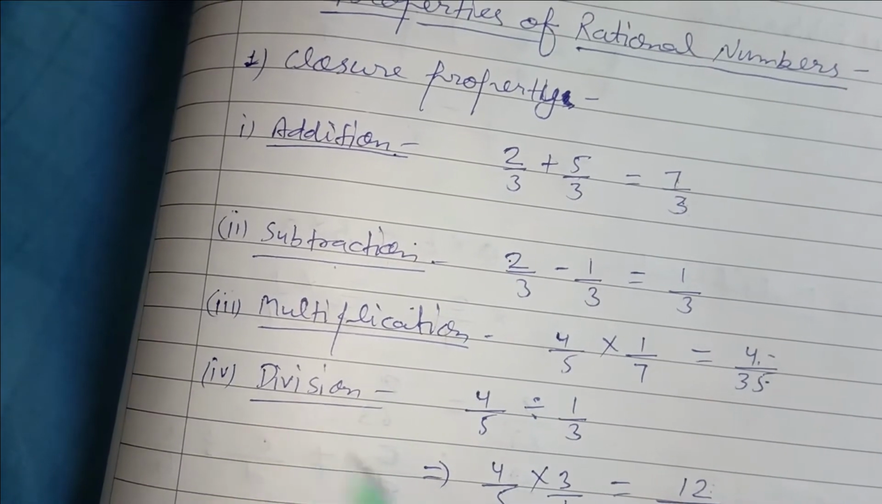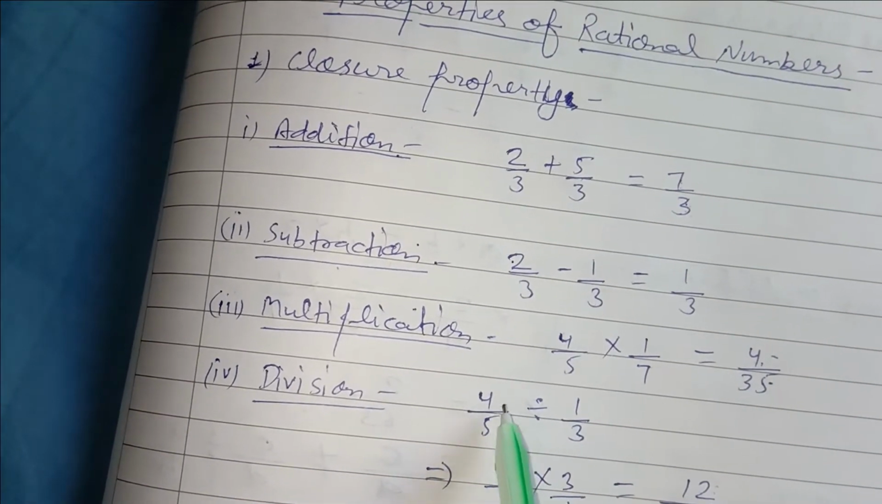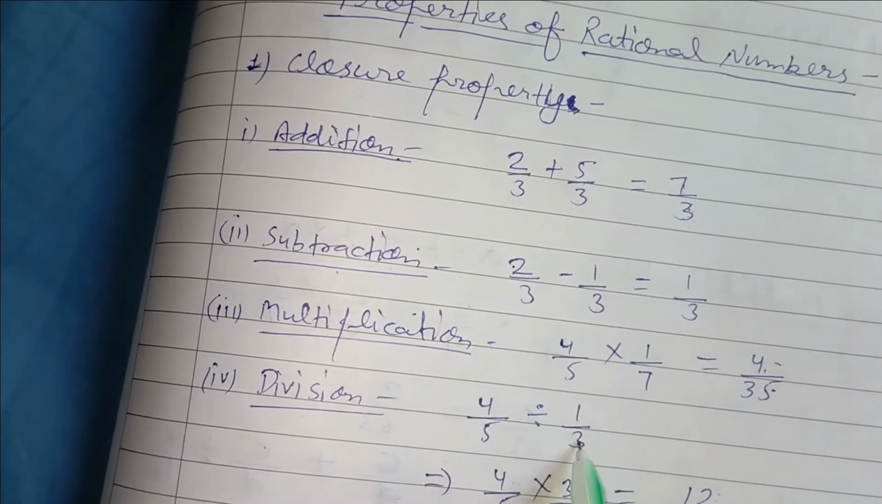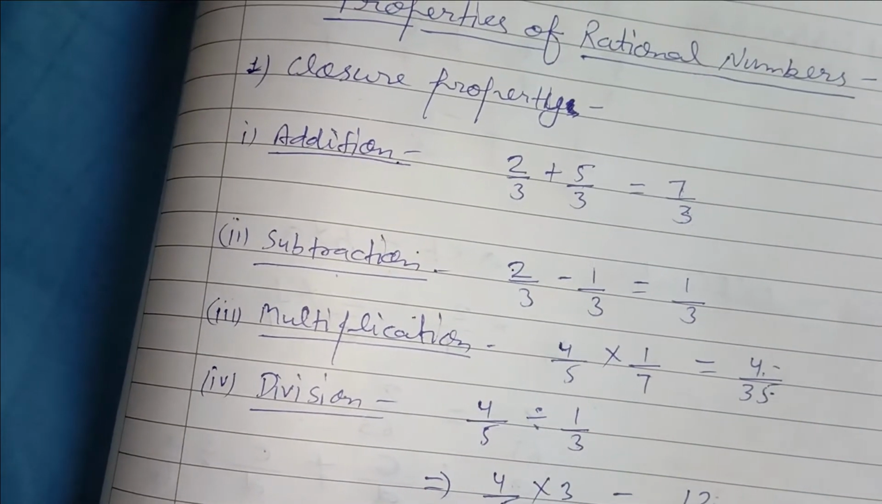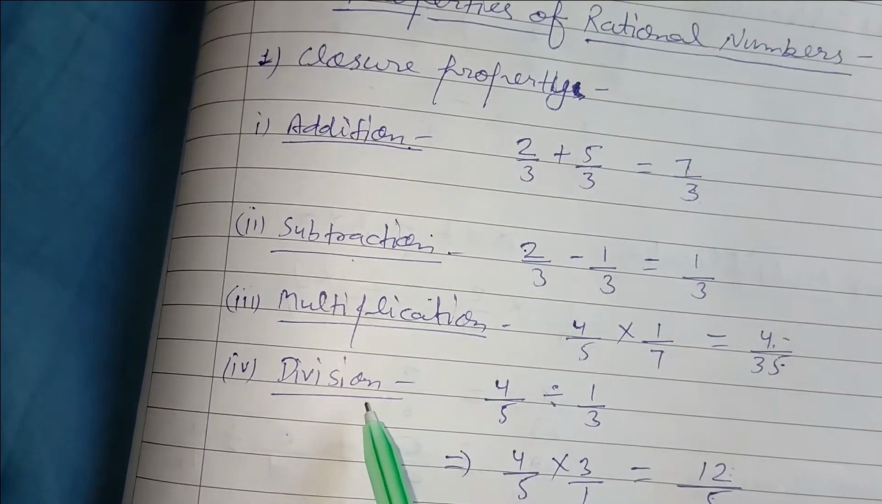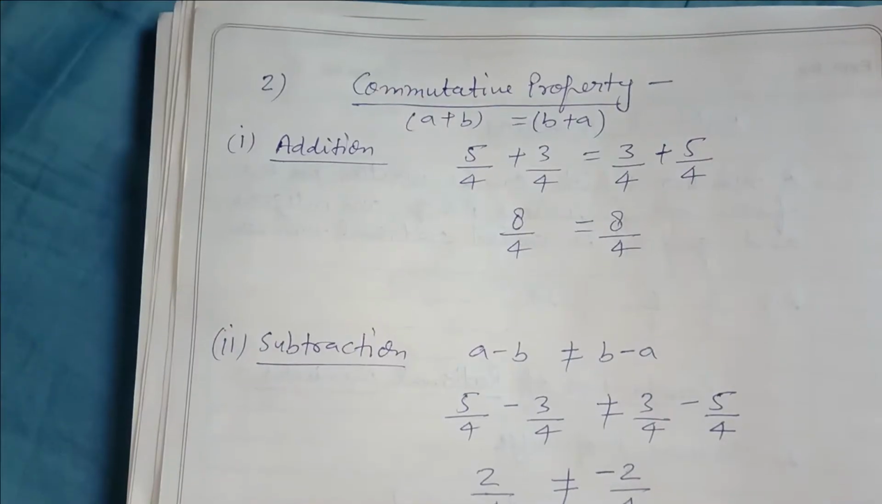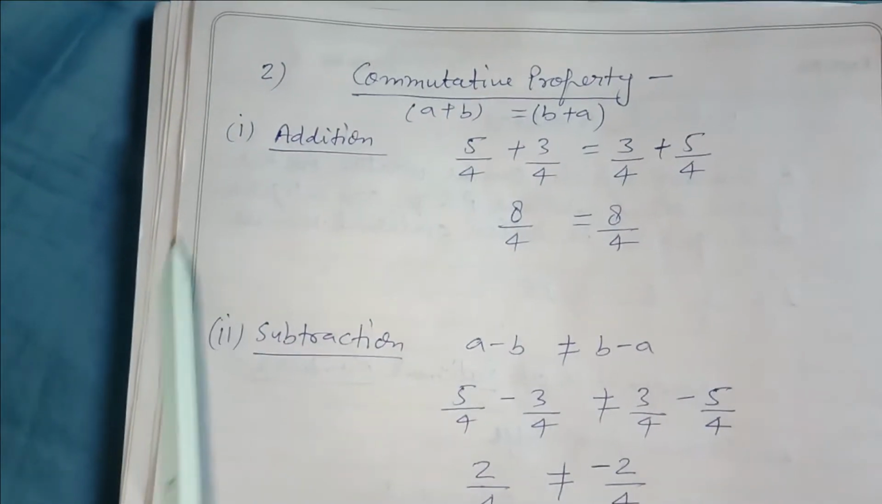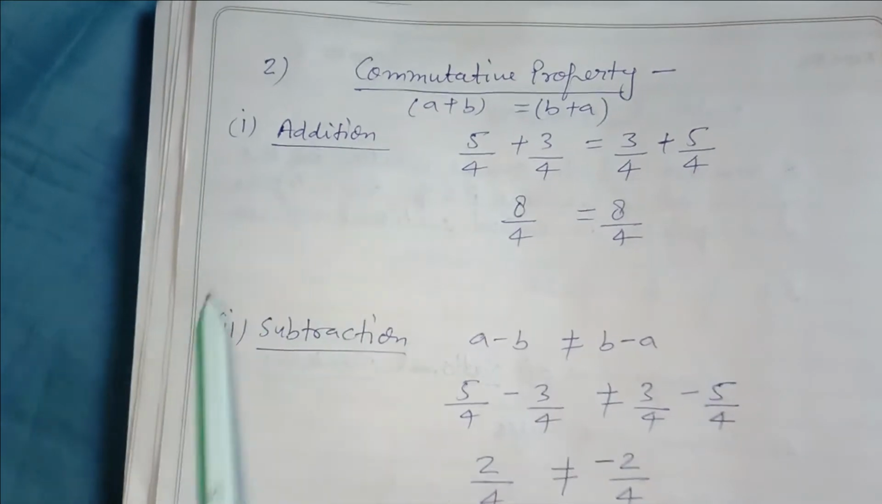Now for division, we just divide two rational numbers, just like 4 by 5 divided by 1 by 3. What we get? 12 by 5. 12 by 5 is a rational number, so we can say that division is under closure property. Now moving on to next property. Next property is commutative property. We just check for the addition.